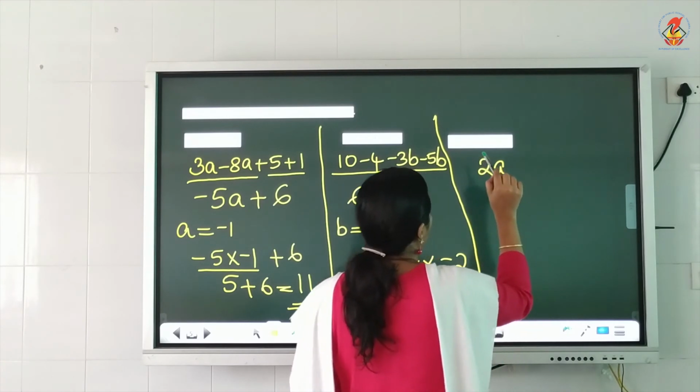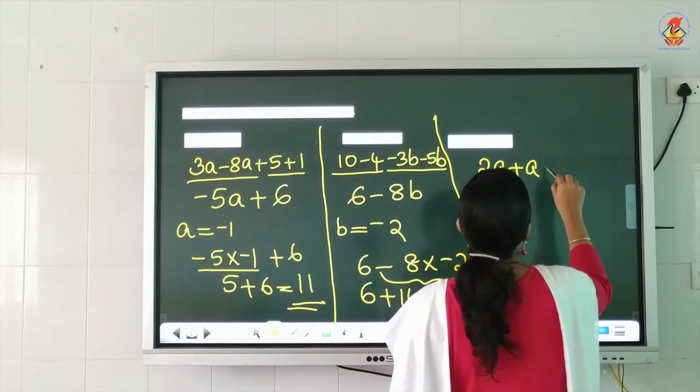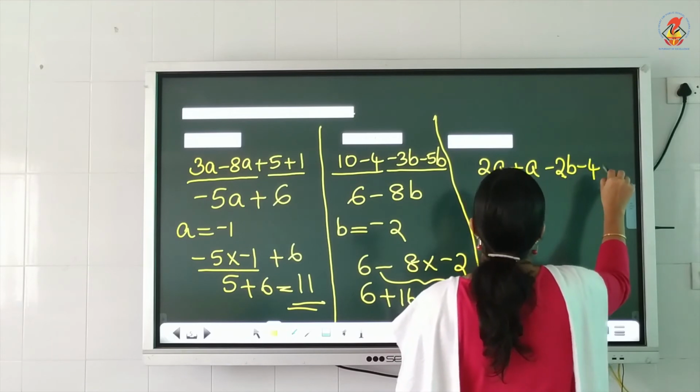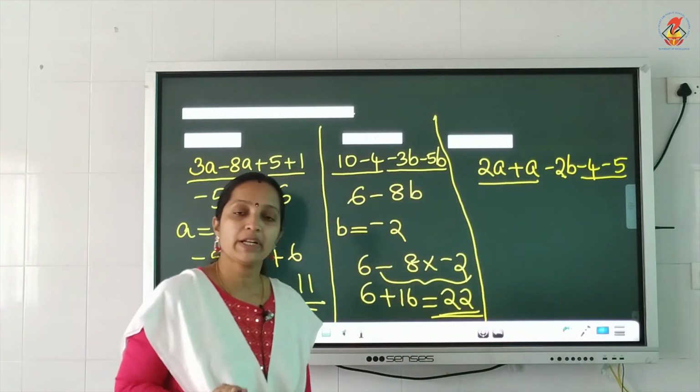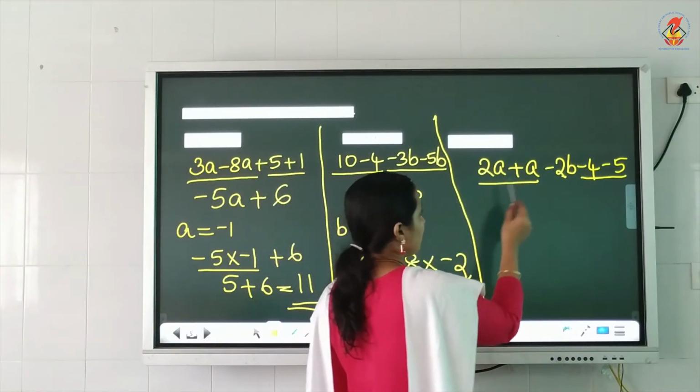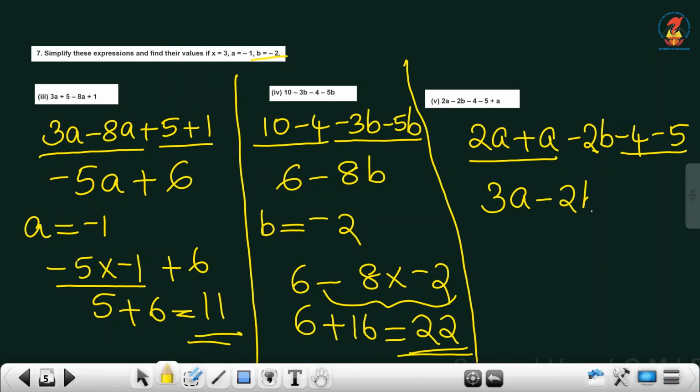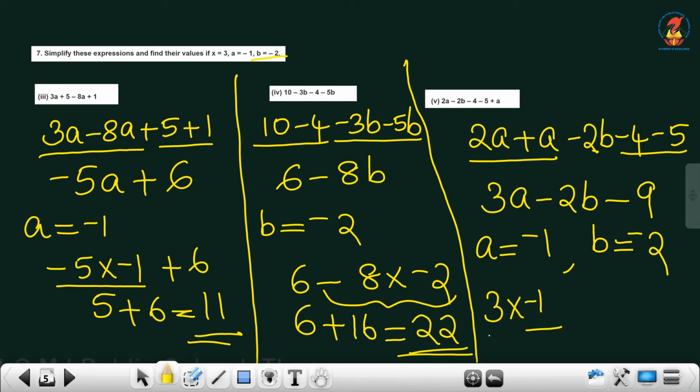Combine the like terms. 2a plus a, one group of like terms, minus 2b and -4 minus 5, other group. So one group, other group. This is a single unlike term, we will remain it as it is. Now 2a plus a, what is the answer? 3a minus 2b minus 4 minus 5, what is the answer? Minus 9. So which value here? The variable a is there, a is equal to -1, and here the variable b is also there, b is equal to -2. So what will happen? 3 into -1, this is one part, minus 2 into -2 minus 9.